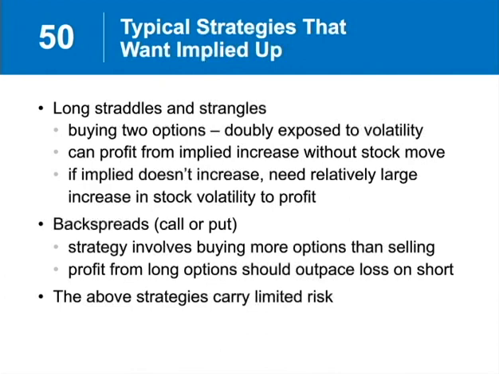And the last bullet on the slide here says these strategies carry limited risk, and that is true. It may be not insignificant risk. You buy an at-the-money straddle in a fairly volatile stock, you may pay $5, $6, $7, $10, $15 for that at-the-money straddle. So that's a heck of a lot of money to potentially lose. But at least you know what the maximum loss is.